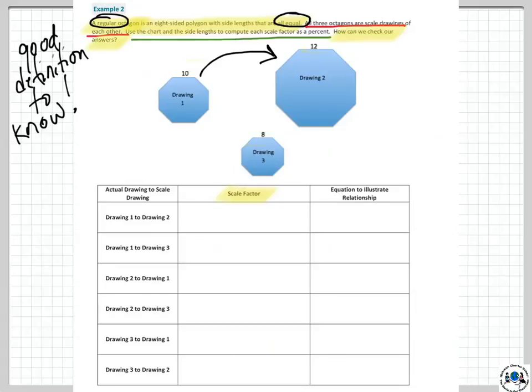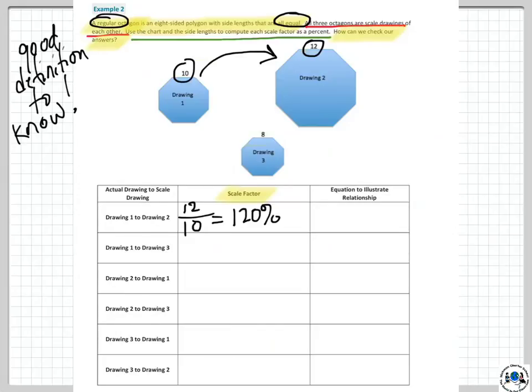So firstly, we're going from 1 to 2. That's our first row there. It says drawing 1 to drawing 2. Let's go ahead and do it. 12 over 10. Why is that? Well, the 10 is going to serve as our original, because that's where we're starting from. And then 12, and it makes sense. The 12 over 10 is going to be more than 1, which means it's going to be more than 100%, because it is very obvious that it is an enlargement. And that equals 120%.